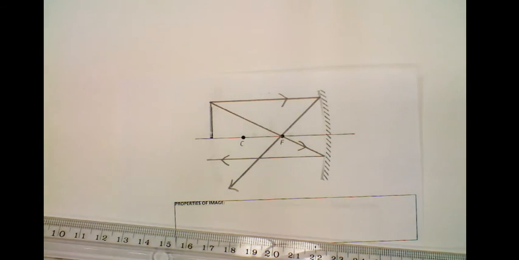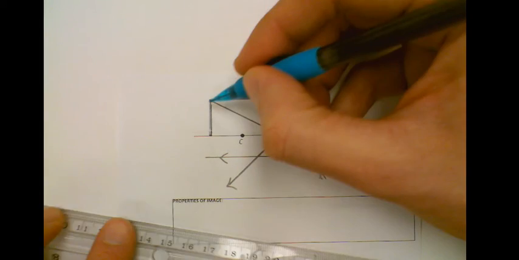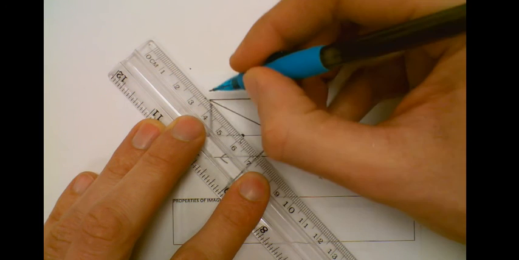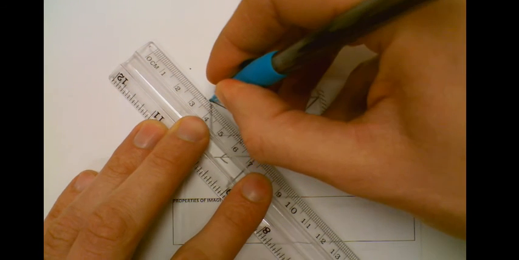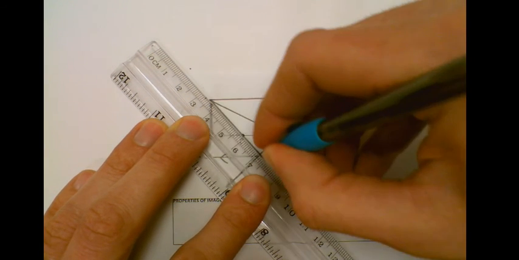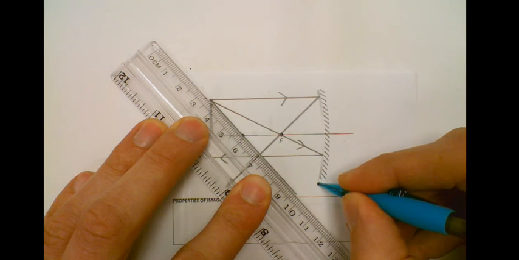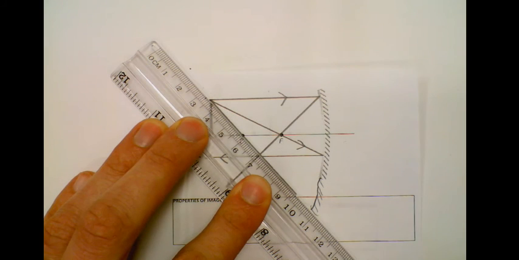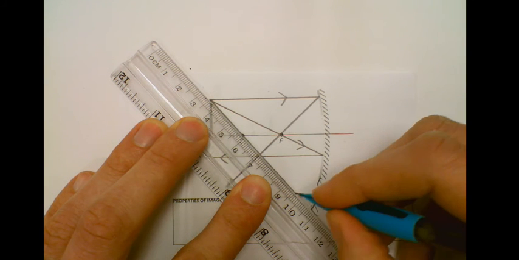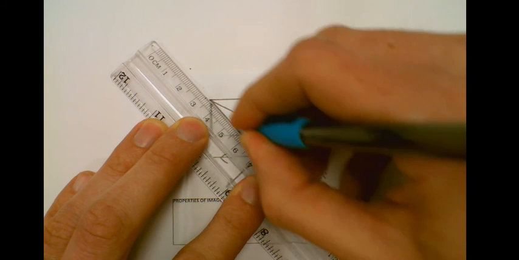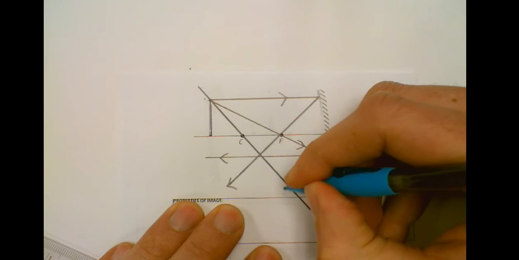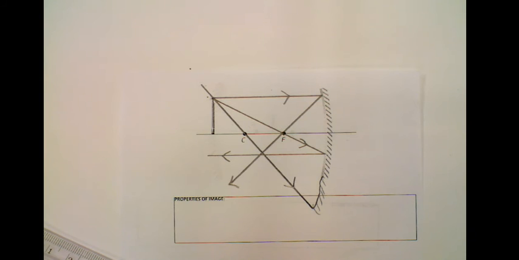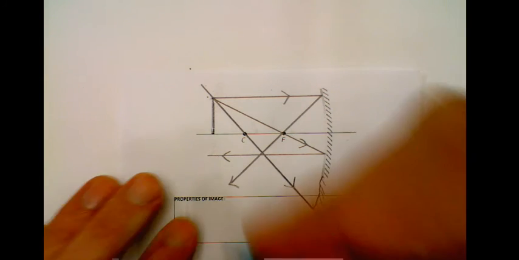And then there's one other line that we can do as well, and it's through the center of curvature, because any ray that goes through the center of curvature is going to bounce straight back. So we're going to go here through the center of curvature. We're going to pretend that the mirror continues to go down here. Then it's going to come down here and bounce straight back this way. So we're going to put an arrow going both ways. It's going to come down here, hit the mirror, and then go straight back this way.